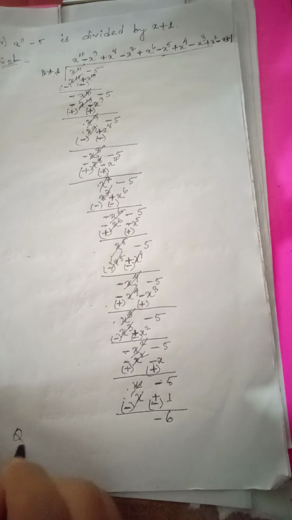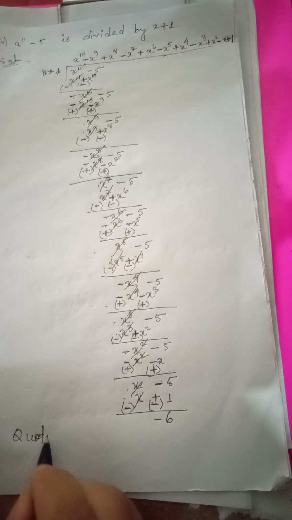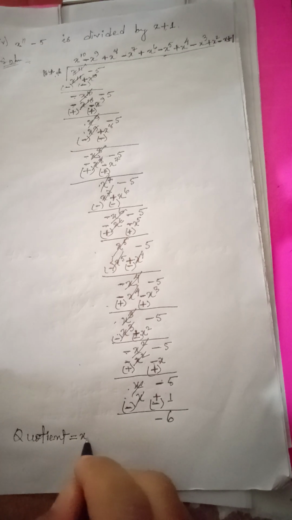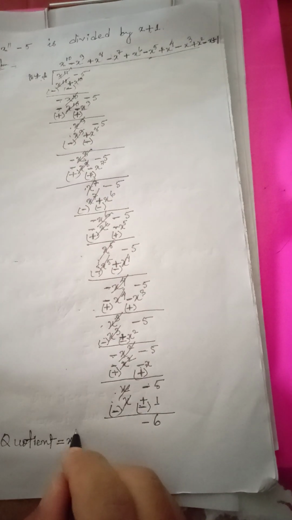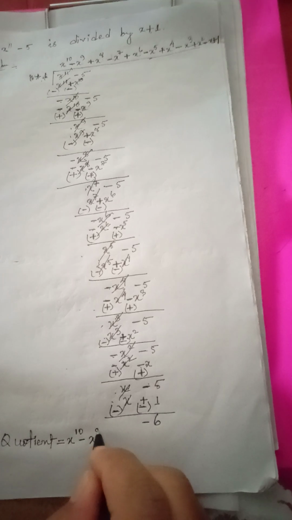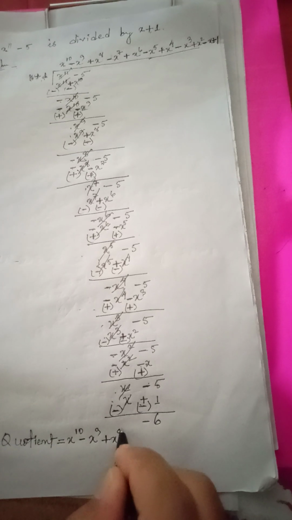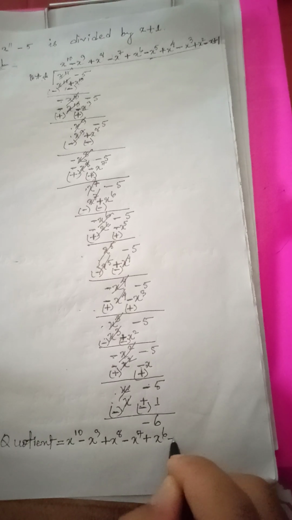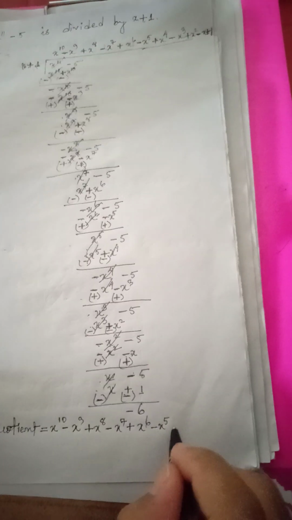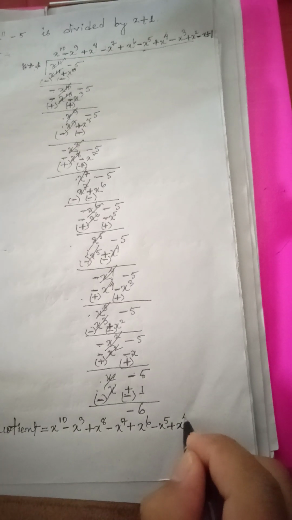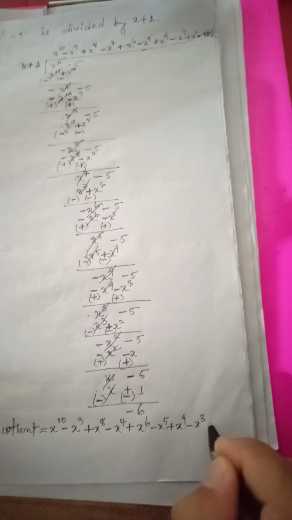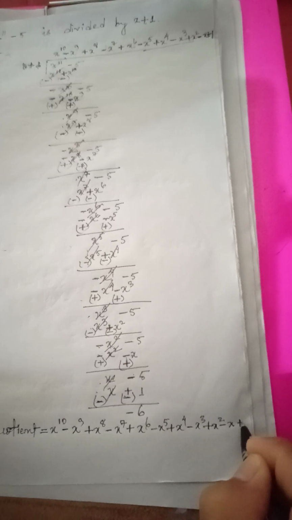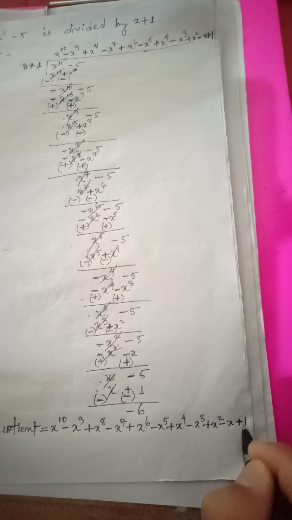At last, we have to write the equation. What is the equation that we have? First of all, it should be x power 10 minus x power 9 plus x power 8 minus x power 7 plus x power 6 minus x power 5 plus x power 4 minus x power 3 plus x squared minus x plus 1.